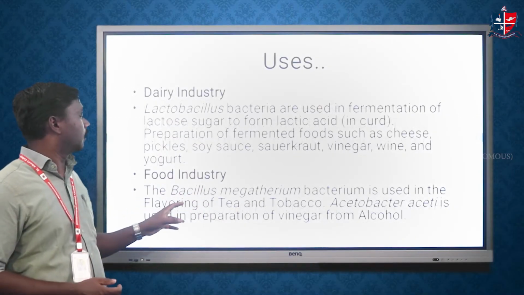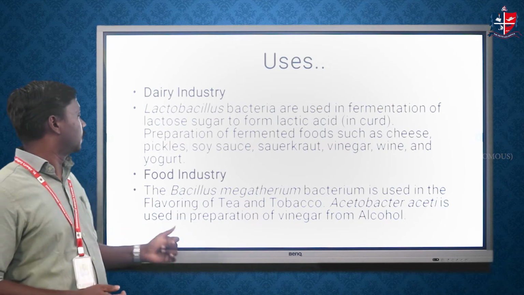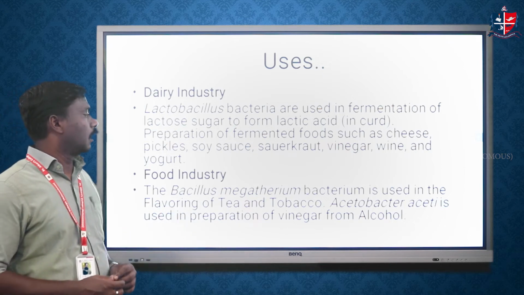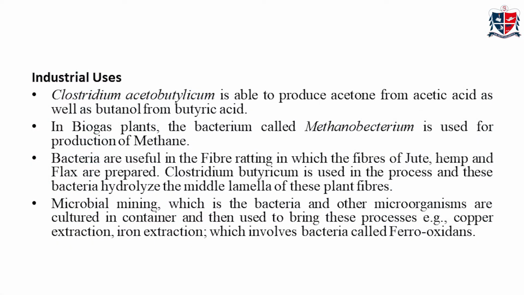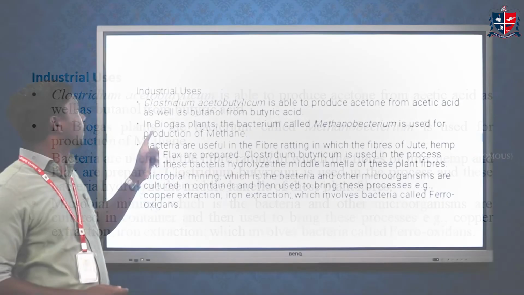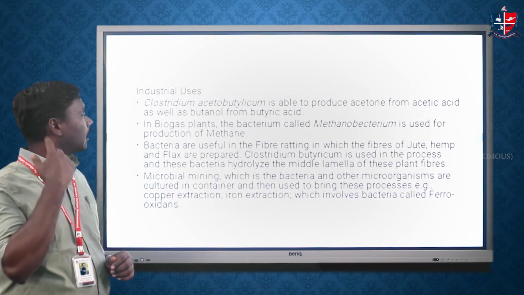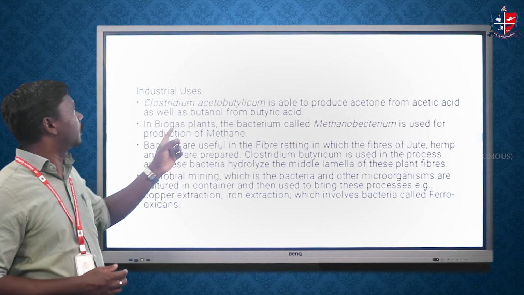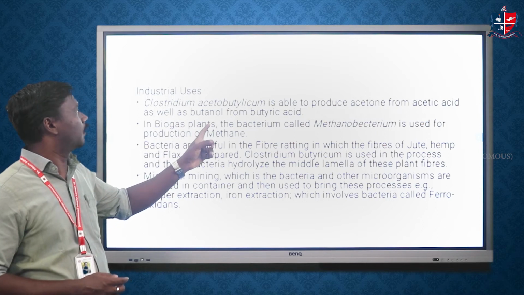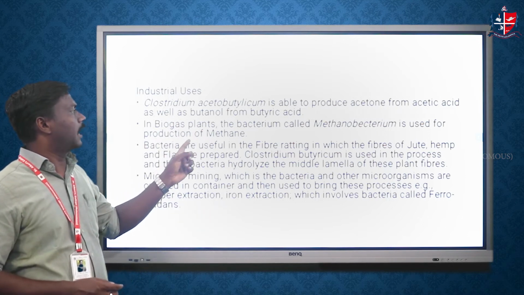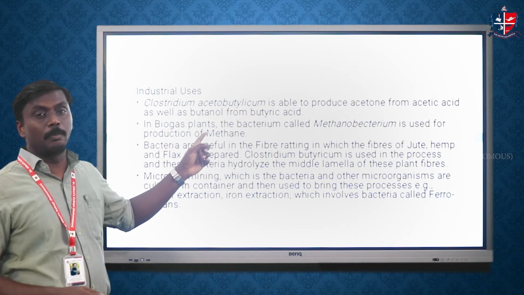And in the food industry, Bacillus megatherium is used in the flavoring of tea and tobacco. Acetobacter aceti is used in the preparation of vinegar from alcohol. We have discussed dairy, then the food industry, and now we closely observe the applications in industries. Clostridium acetobutylicum is able to produce acetone from acetic acid as well as butanol from butyric acid. And in biogas plants, Methanobacterium is used for the production of methane.